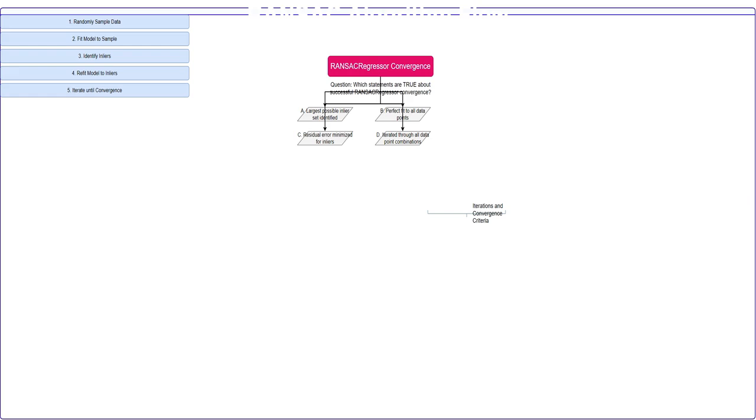First, I randomly select a small subset of my data points. Then, I fit a model, like a line, to that subset. Next, I identify which of my data points are close enough to my model. These are the inliers. I then refit the model using only the inliers. I repeat these steps until my algorithm converges, meaning it stops improving, usually because it's reached a set number of iterations or some other convergence criteria.